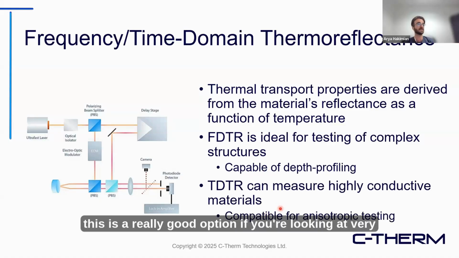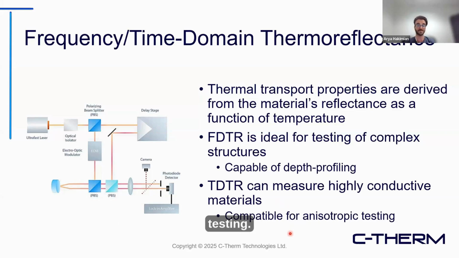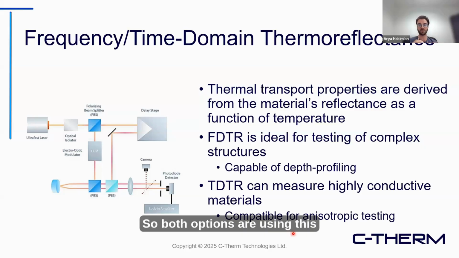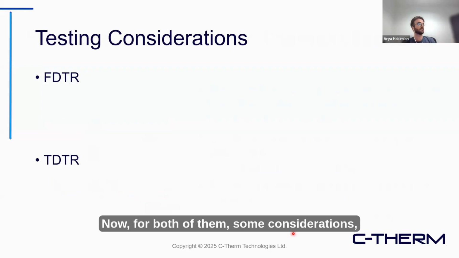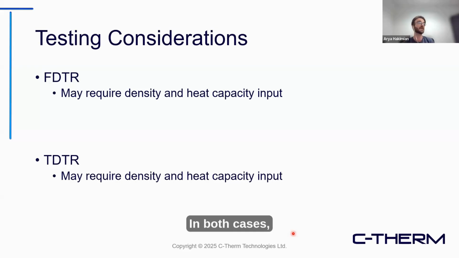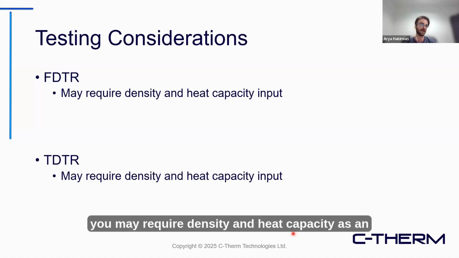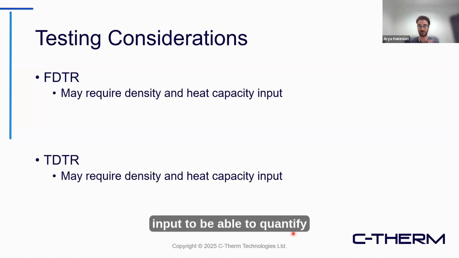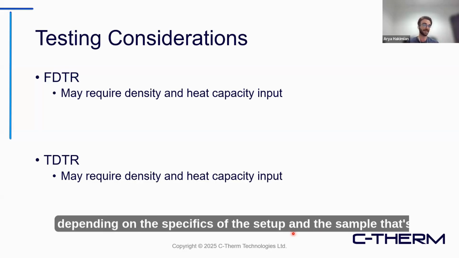TDTR, time domain, is a really good option if you're looking at very highly conductive materials, also compatible for anisotropy based testing. So both options are using this thermal reflectance basis, but one is time-based and one is frequency-based. Now, for both of them, some considerations, kind of doing these in parallel. In both cases, you may require density and heat capacity as an input to be able to quantify your thermal conductivity. So that may be something that is needed depending on the specifics of the setup and the sample in question.